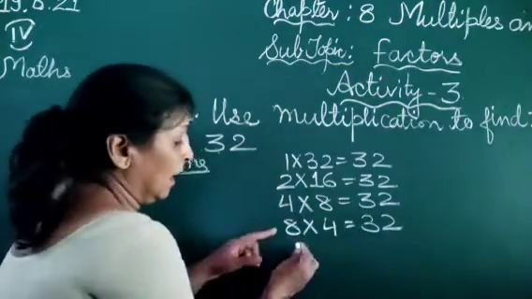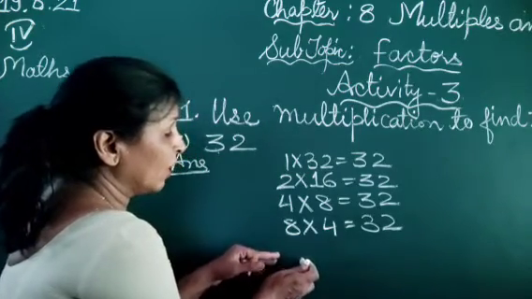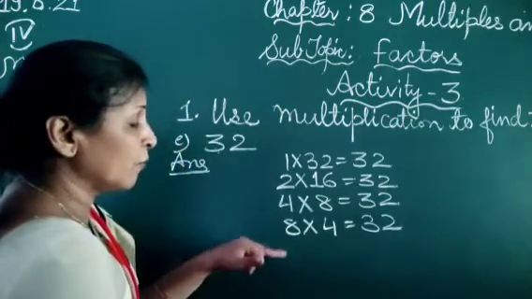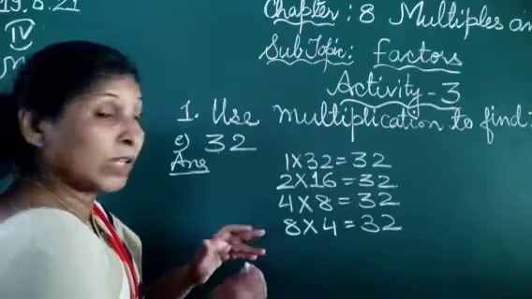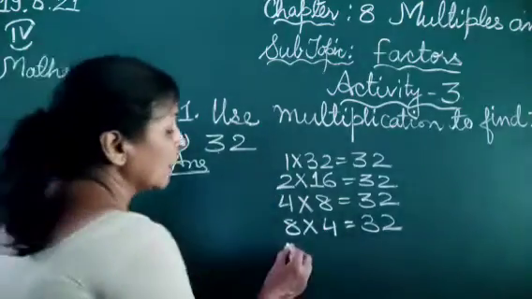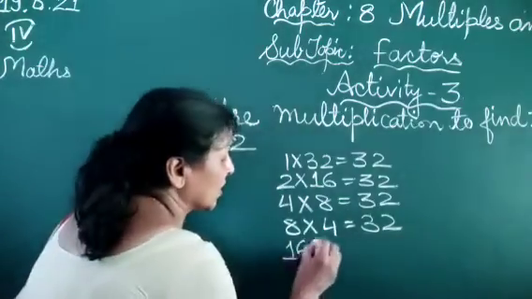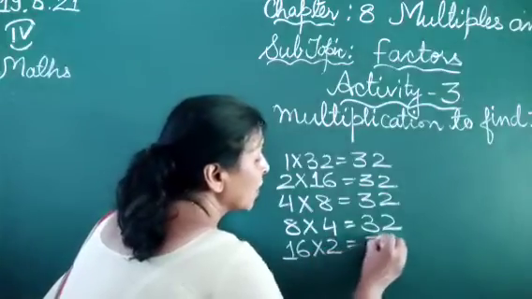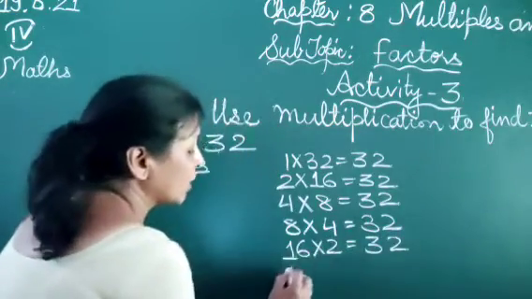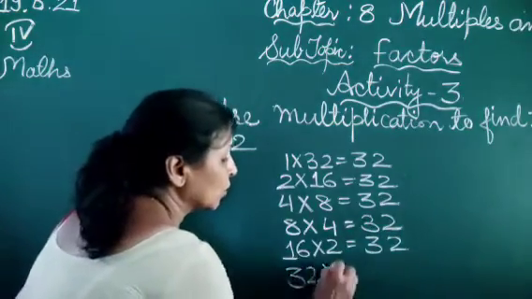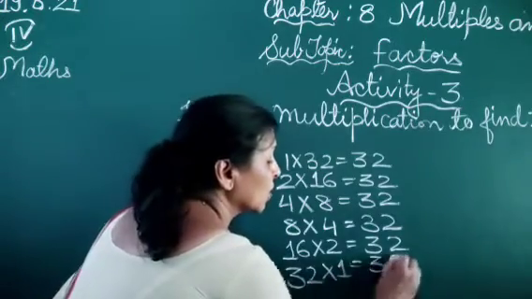Then 9, 10, 11, 12, 13, 14, 15 we do not take. Then after 15 we can take 16. 16 2s are 32, and after 16 we can take 32 1s are 32.